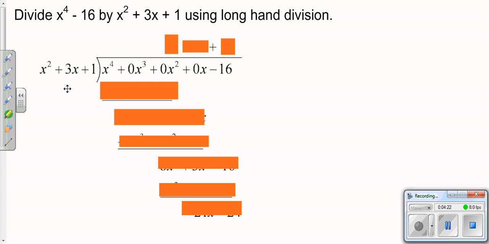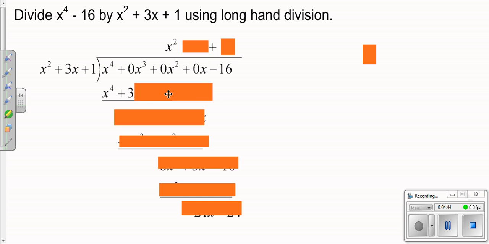Then we take this and put it in front, and then we go ahead and we repeat the same type of process. We need to take a look at the x squared right here times what gives me an x to the 4th. X squared times what's x to the 4th? Well, that's an x squared. So now I got to take this x squared times all 3 of these things in front. My x squared times my x squared. My x squared times my plus 3. My x squared times my 1. Then once again, switch our signs and add down.